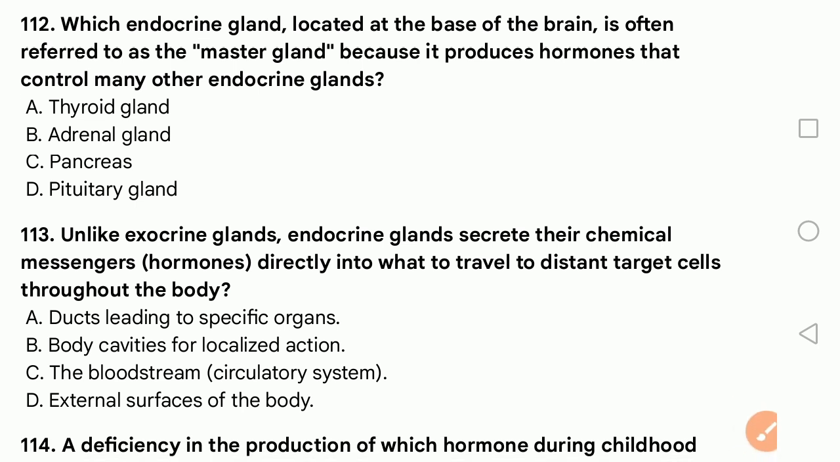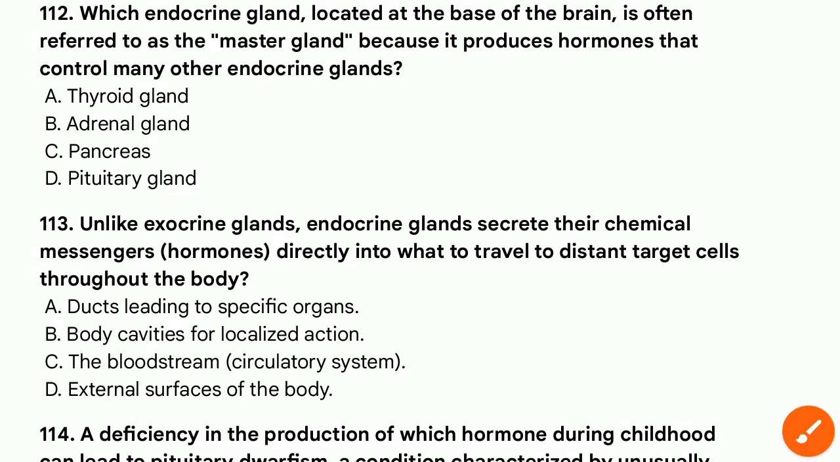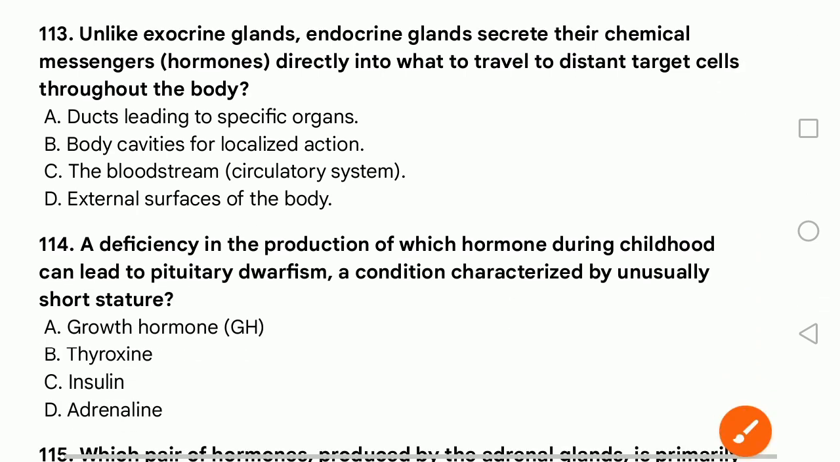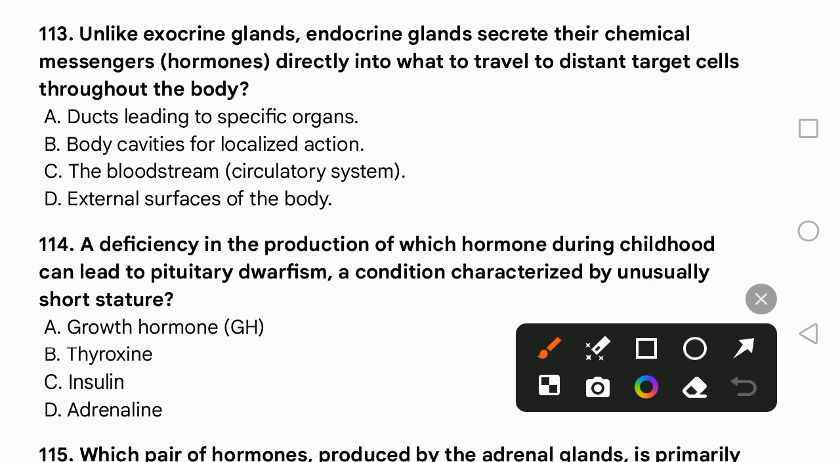Which endocrine gland located at the base of the brain is often referred to as the master gland because it produces hormones that control many other endocrine glands? Pituitary gland. Unlike exocrine glands, endocrine glands secrete their chemical messenger hormones directly into what to travel to distant target cells throughout the body? The bloodstream, circulatory system.